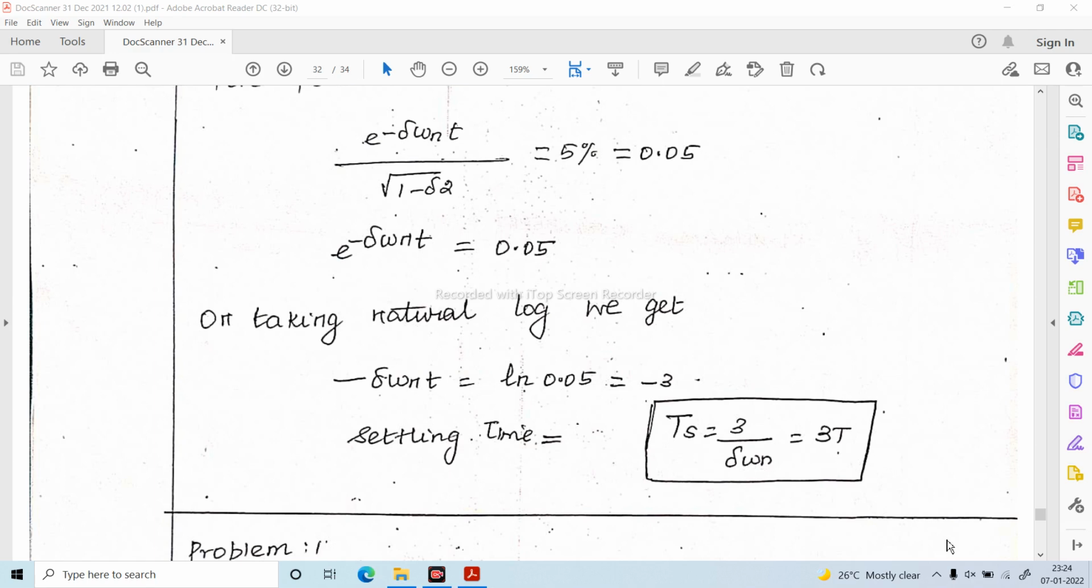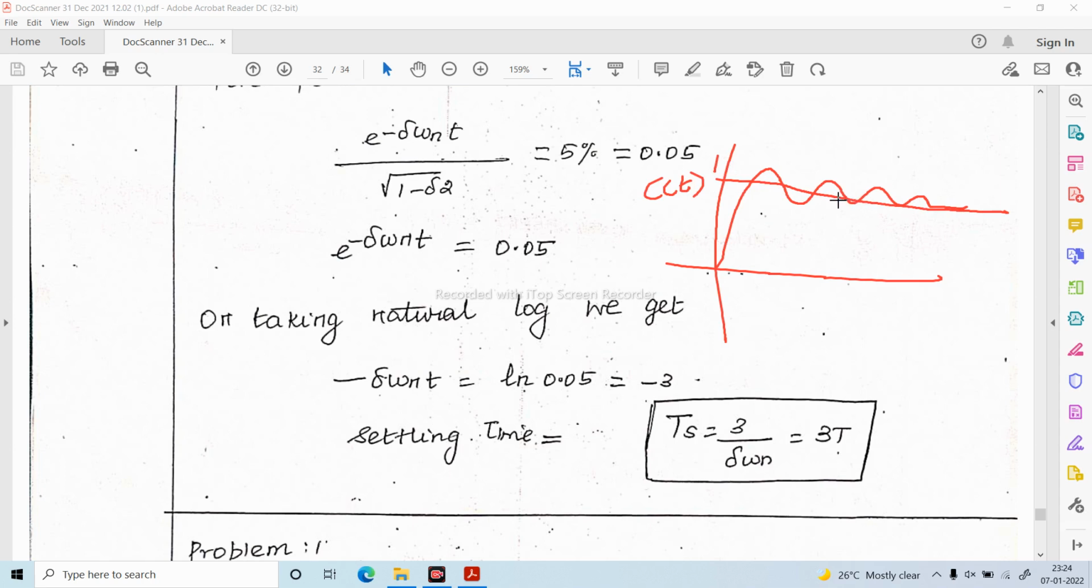Okay, here I have to take the response of the second order system. Here I can explain the tolerance. See, this is the second order system. Here C of t is equal to 1. And first, this is the tolerance value, the tolerance band. In this way, the tolerance value should be reduced further and further.